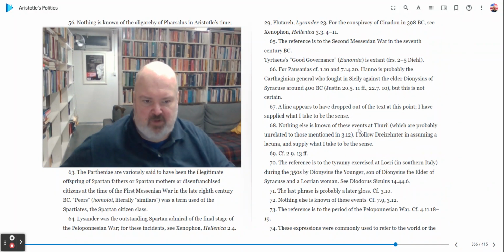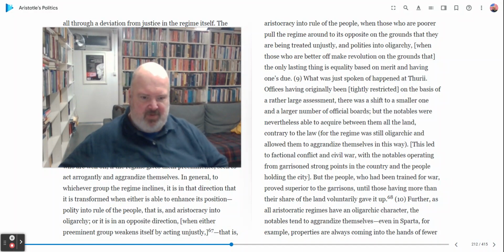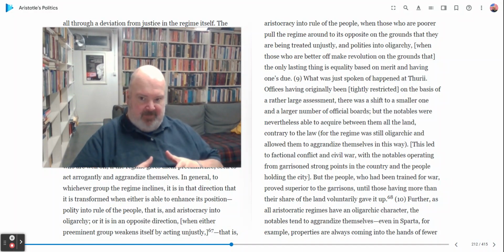Now, 1316a68. Nothing is known about this event at Thurii, which is probably unrelated to the one mentioned in book 5, chapter 3. Sorry, maybe book 5, chapter 3. He follows Dreizehnter, assuming that Lucania, right? He follows this Dreizehnter German edition of Aristotle's text, which he normally doesn't. So therefore, this is interesting. In other words, those who had too much land decided to give it up for the sake of peace, to make peace.